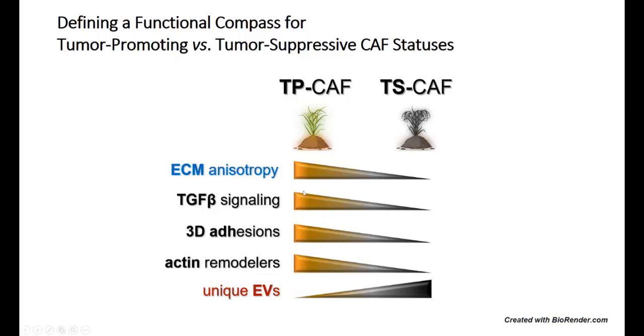Just as a summary, I want to show you that tumor-promoting CAFs have high levels of anisotropy, high levels of TGF-beta signaling, increased 3D adhesions, a high expression of actin remodelers, and a unique profile with low targets in the unique EVs that I just mentioned.